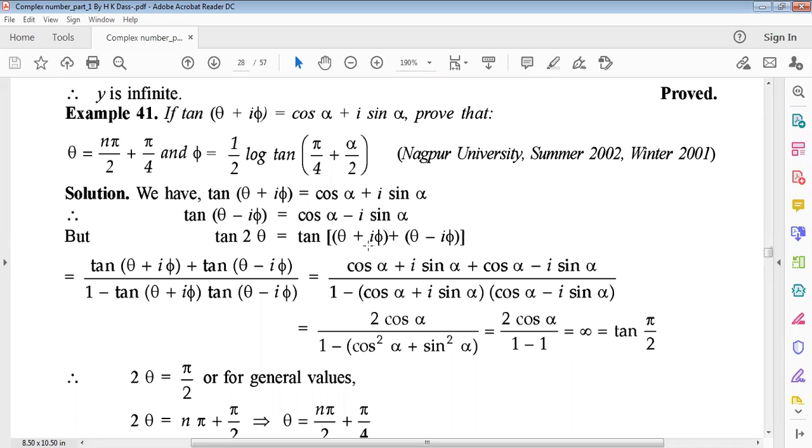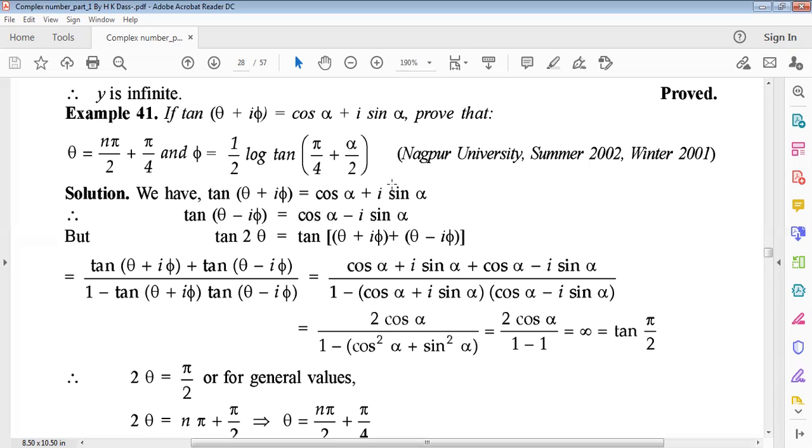This is the formula of tan(A + B): tan A plus tan B divided by 1 minus tan A into tan B. Okay, the tan(A + B) formula is tan A plus tan B divided by 1 minus tan A into tan B.